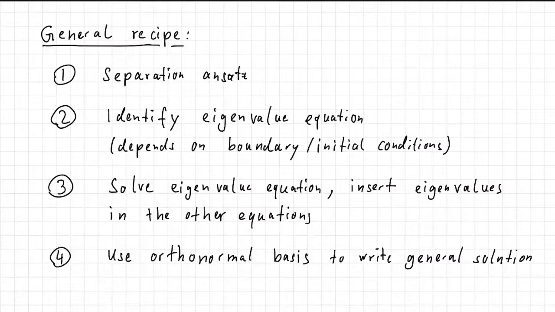Now, obviously, this recipe can fail. For example, what if you simply cannot find a separation ansatz? That basically relies on the different variables not being mixed, that there are no terms where, for example, dt and dx derivatives are mixed, right? Well, you could still try to go to a different coordinate system. Maybe it actually separates in radial or polar coordinates or something like that. So this is something to try out.